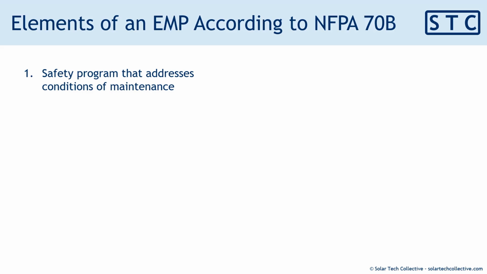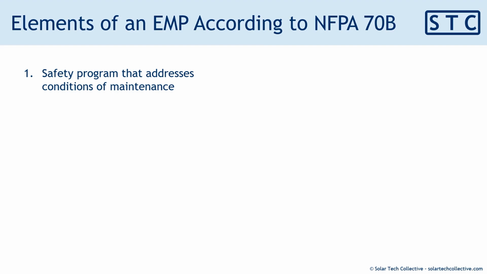An electrical maintenance program has 9 key elements according to NFPA 70B, all of which are going to be discussed in more detail throughout the rest of this class. Each of these elements involves processes that need to be developed and documented. An EMP requires a safety program that addresses the condition of maintenance.